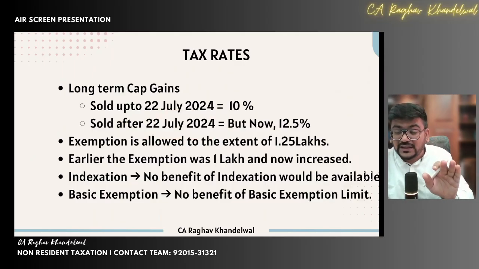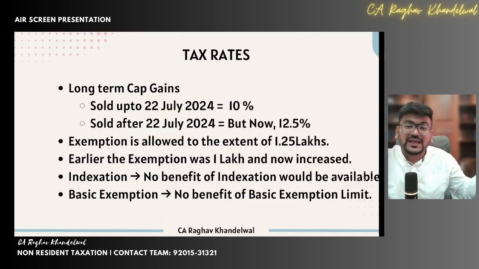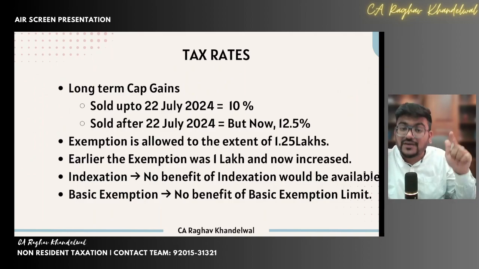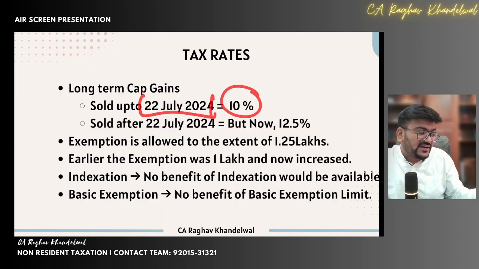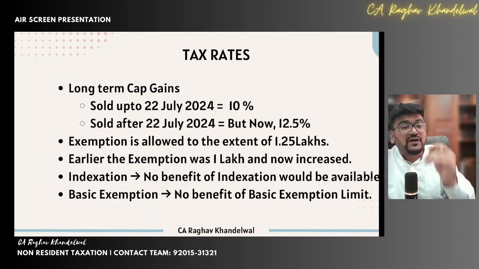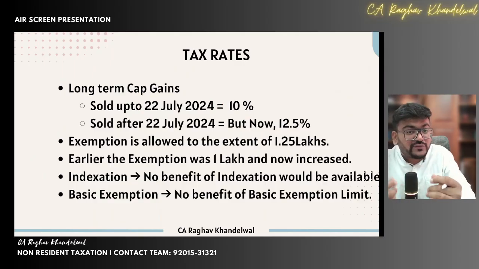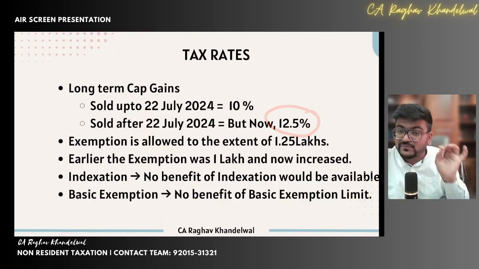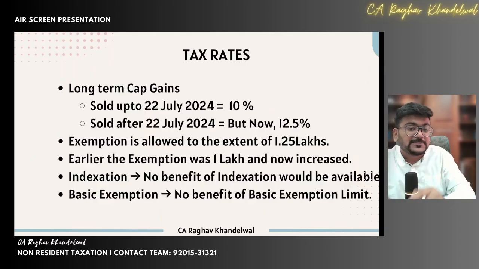So there is an amendment. If you have seen earlier videos and if you are aware of the taxes that used to be levied earlier, that has been changed. Earlier, the tax rate was 10%, and this tax rate applies up till 22nd July 2024. But for shares sold after 22nd July 2024, the tax rate is going to be 12.5% on long term capital gains.